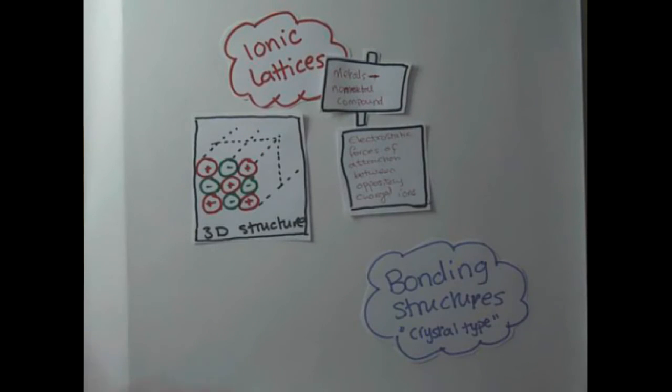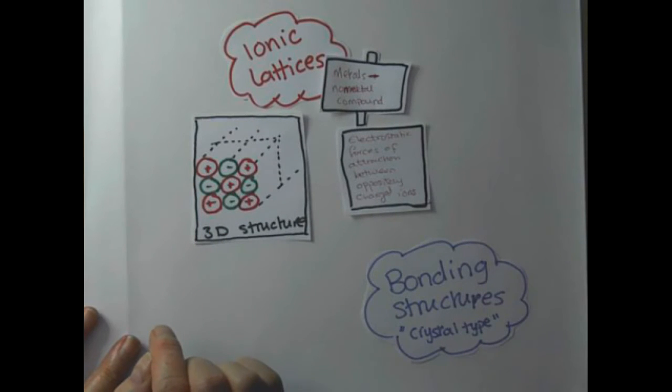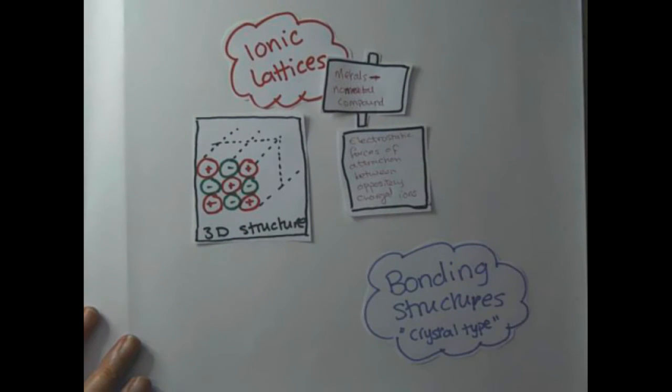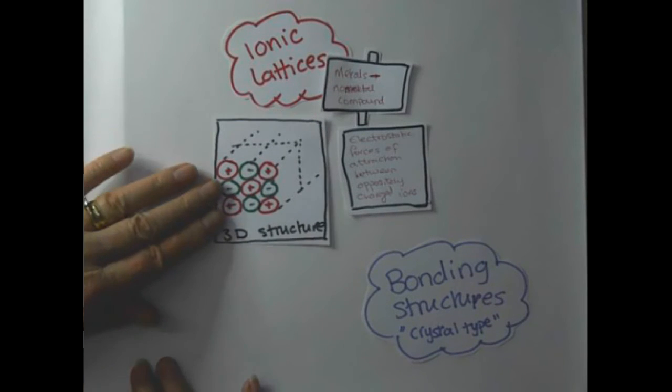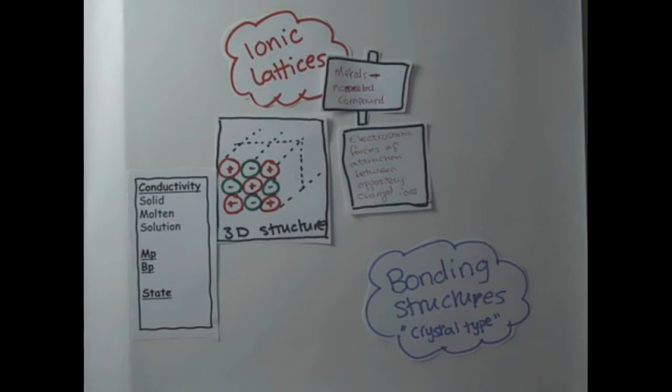So we can see that we've got alternate positive, negative ions that are touching because they're attracting each other. It's a 3D structure, so I've tried to show that. It extends in all directions infinitely, well, obviously till you get to the edge of the crystal. So let's have a look at the properties.